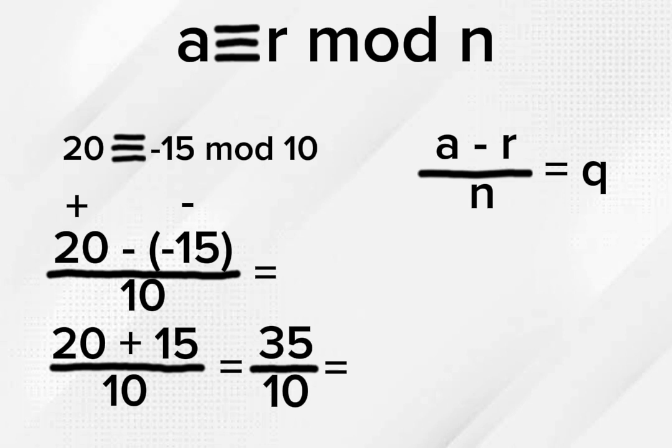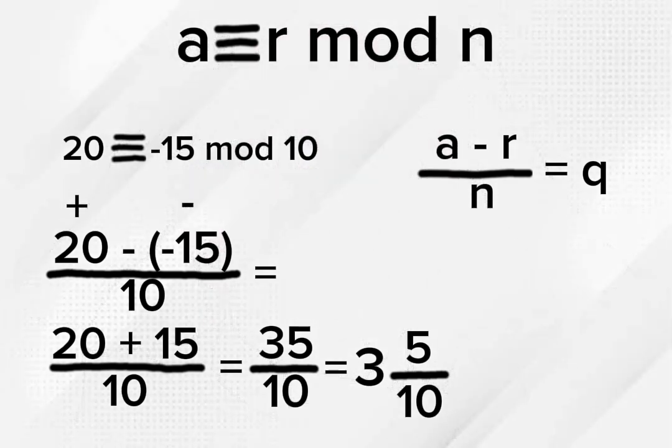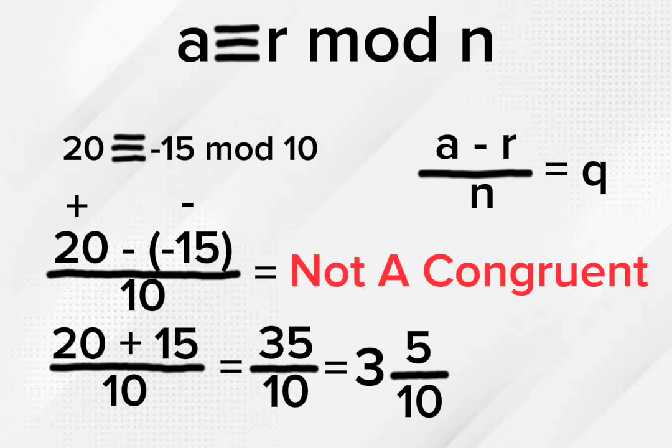And still we can simplify this into a mixed number. So all we have to do is copy the denominator, which is 10. Then how many 10s can we have in 35? So 3. Then how much remainder do we have left? 5. So the mixed number is 3 and 5/10. And since a mixed number is not an integer, then 20 is congruent to negative 15 mod 10 is not a congruent.